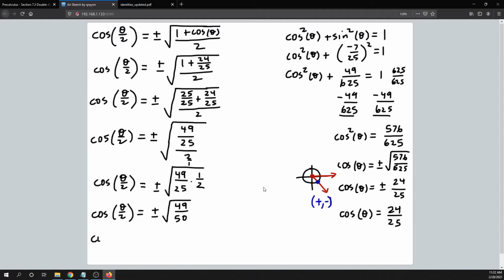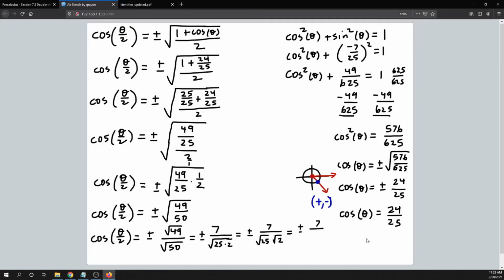All right, next up, I want to simplify that as much as I can. So that would be square root 49 over square root 50. 49 is a perfect square, right? So I can write that as 7. 50 is not a perfect square, right? But I can write it as 25 times 2. 25 is the largest perfect square that goes into 50 evenly. And that would be 7 over square root 25 times square root 2. The square root of 25 is 5, right?